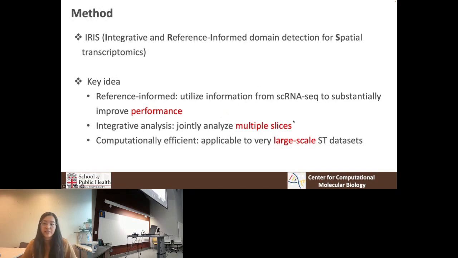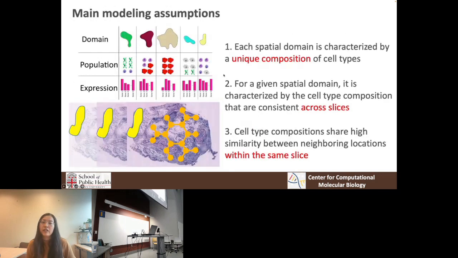And integrating this information will potentially improve the performance. And second, it is an integrative method that jointly analyzes multiple tissue slices, both adjacent or non-adjacent, and it is scalable to hundreds of slices in our recent evaluations. And third, it is very computationally efficient and applicable to very large-scale spatially resolved transcriptomics data sets with millions of spatial locations. So before I introduce the methodology details, I'd like to first introduce the main modeling assumptions to get an idea of the rationale behind this method.